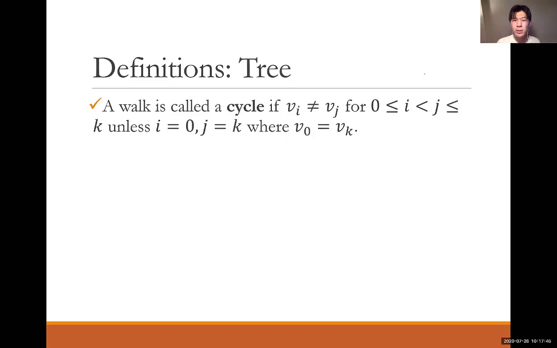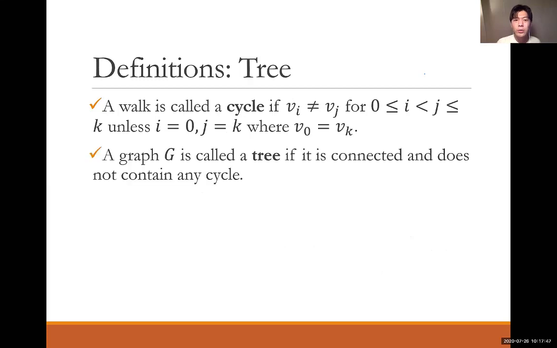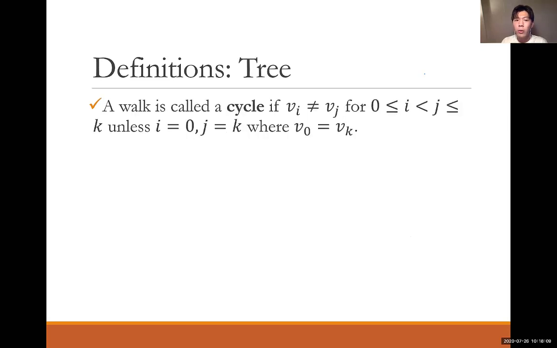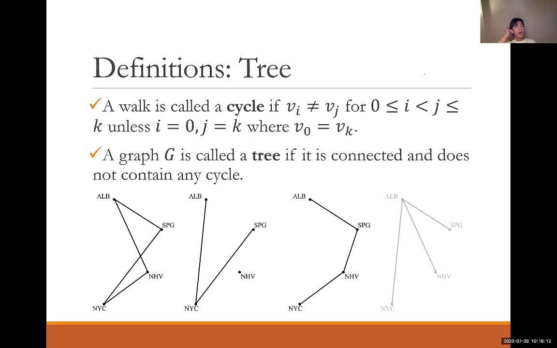So what is a tree? By definition, a tree is a graph which is connected and does not contain any cycle. In the previous example, we can see that it actually forms a cycle, which is shown on the slides also. So it is actually not a tree. I will also show some other examples to help you understand what a tree is. So the first example is not a tree. As we showed in our previous slides, it forms a cycle.